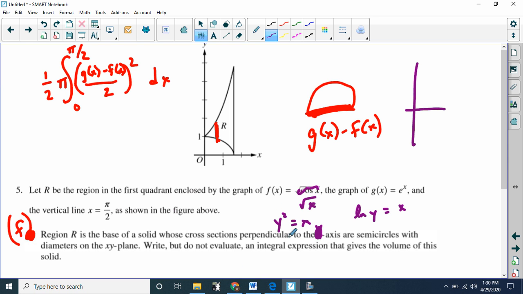I'd worry a lot more about the ones that are perpendicular to the x-axis as well as the disk and shell method.